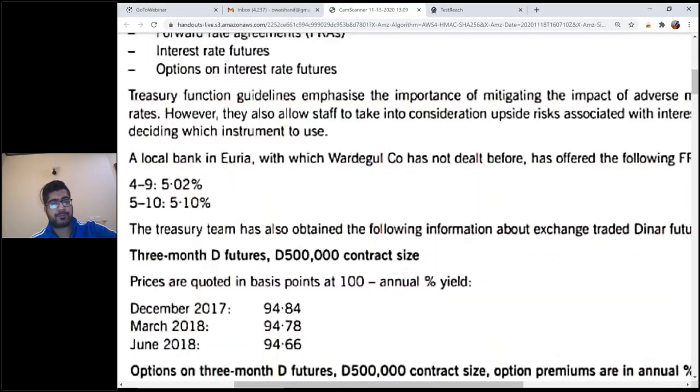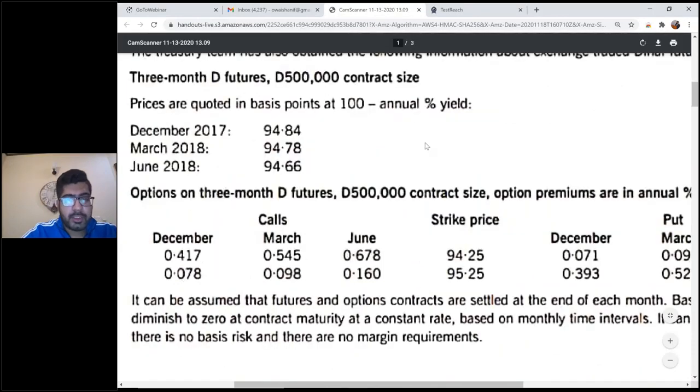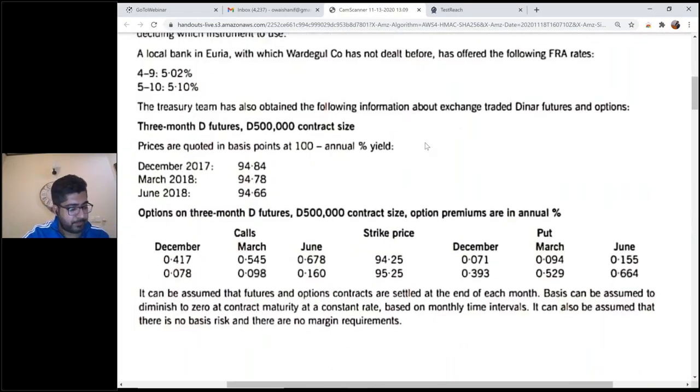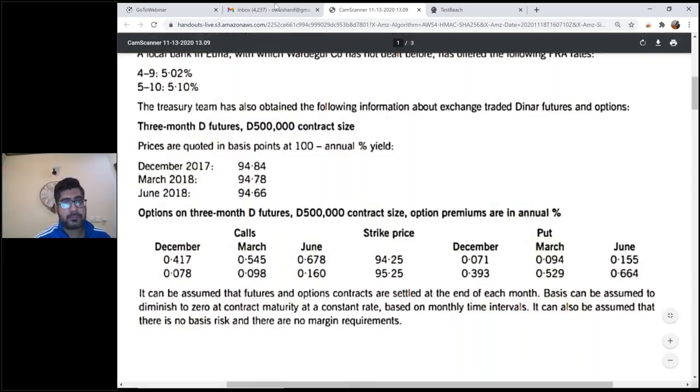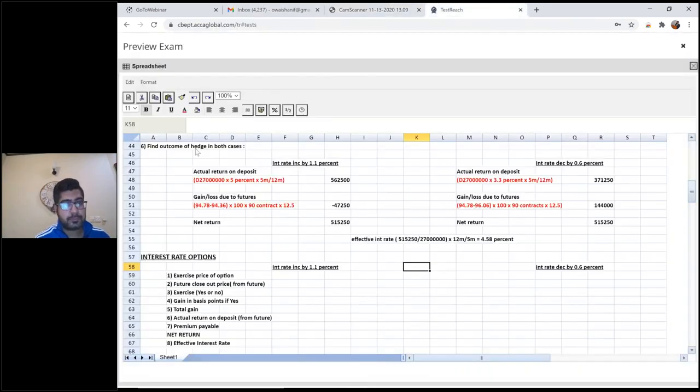Exercise price of option. There are two exercise prices, or two strike prices, mentioned. You have to work on both. Today we will do one, and next we will do the other at the beginning of tomorrow's class. Okay, so exercise price. Here's the first exercise price, 94.25. In both cases, the exercise price selected is 94.25.